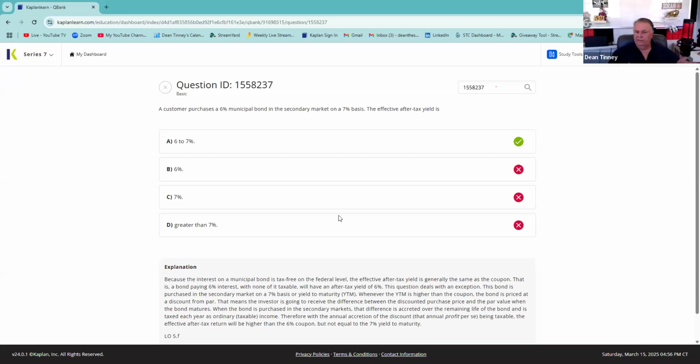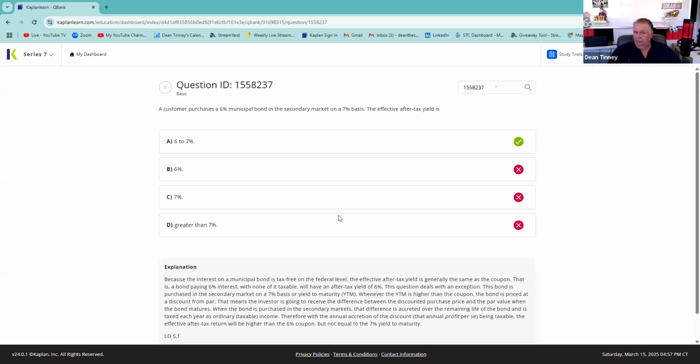So I know you're getting at least 6%. Now the second part of this question, which is kind of difficult, is to say, okay, the secondary market on a 7% basis. So if we have a basis, that's the fancy word for yield to maturity. If we have a yield to maturity that's greater than the coupon, that means we bought this bond at a discount.